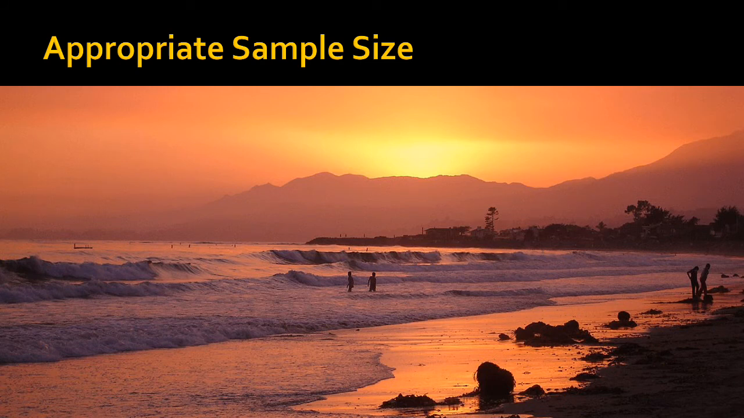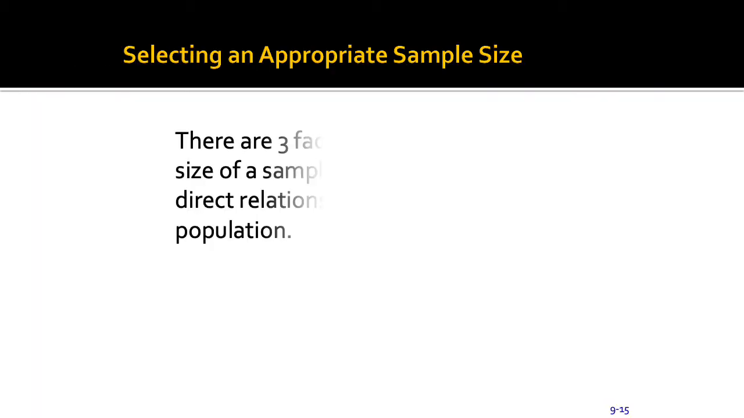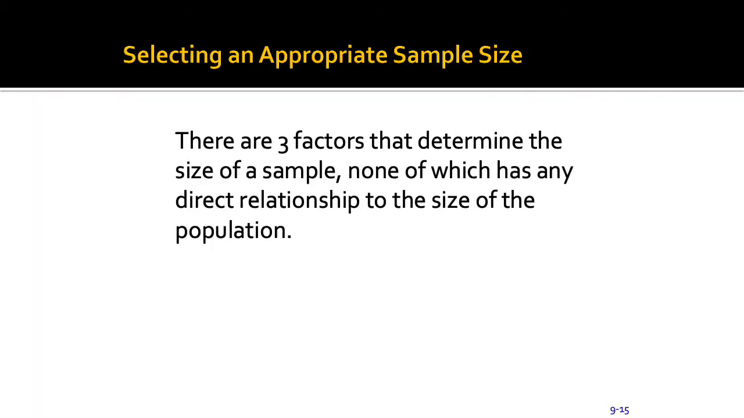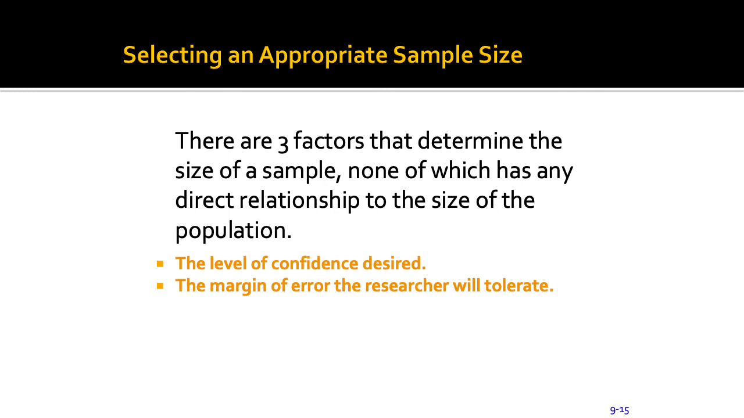Finally, the last part of this chapter: selecting an appropriate sample size. Selecting the appropriate sample size depends on 3 factors. First, the level of confidence desired by the researcher, and again, we're still sticking with our same few: 90%, 95%, 99%. Second, the margin of error that the researcher will tolerate, and again, this will be based on the actual data. So this could be in dollars, feet, inches, etc. Third, the variation in the population being studied, or the standard deviation of the population.